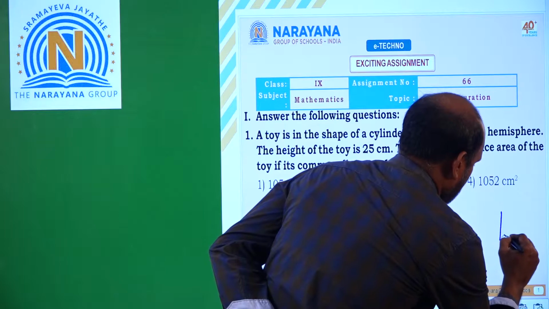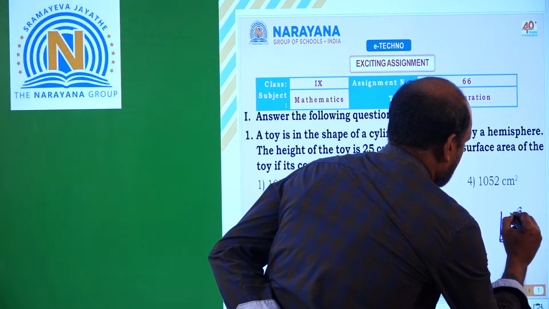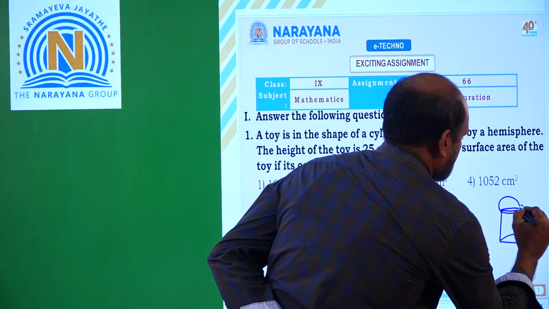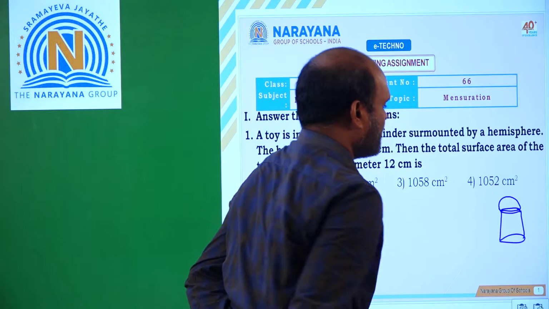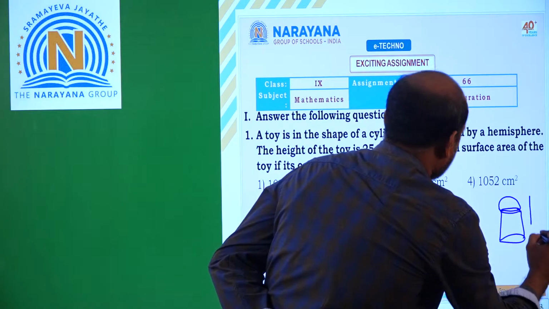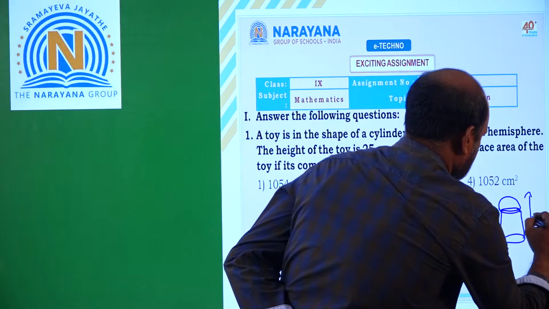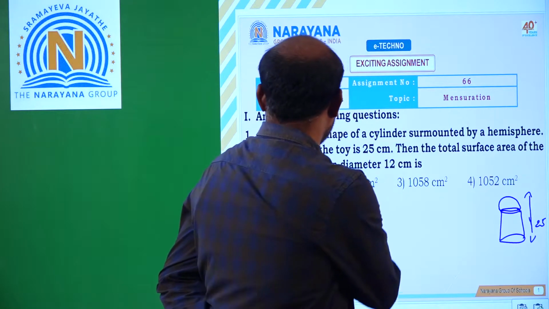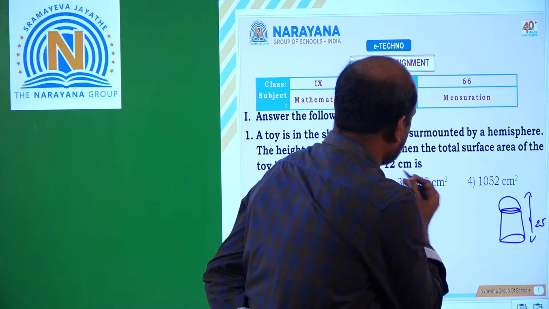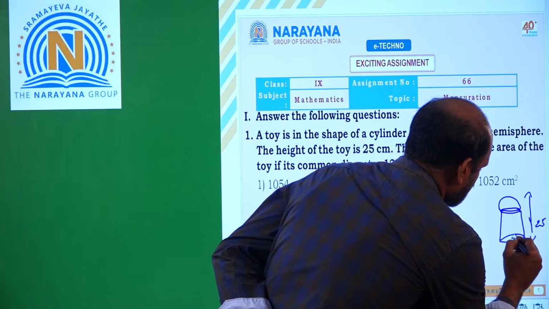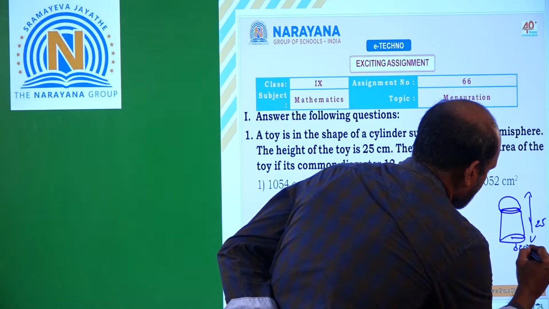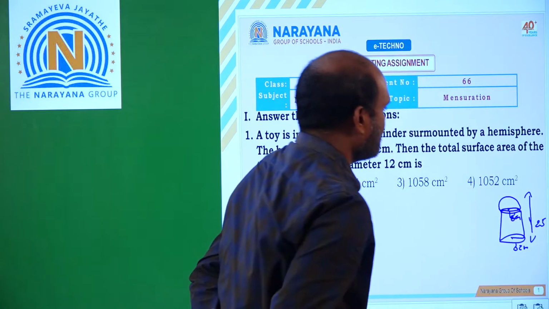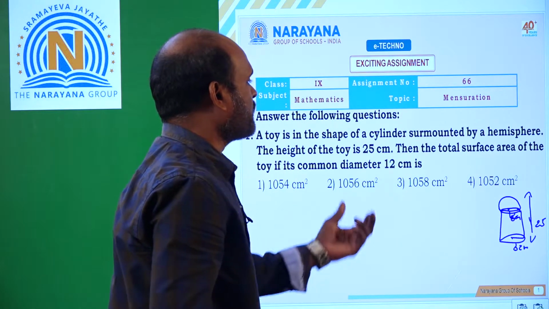The toy is in the form of a cylinder surmounted by a hemisphere, like this. So this total height is given, how much? 25 centimeters. Total height is 25 centimeters, and the common diameter is 12, so the radius is 6 centimeters. Here also the radius is 6 centimeters. Then what do we have to find?